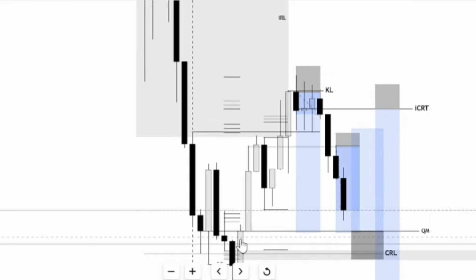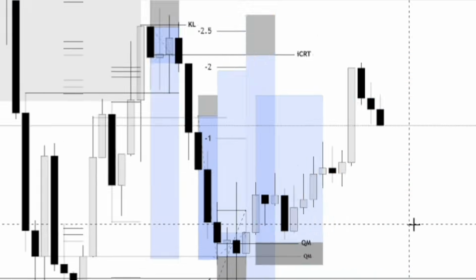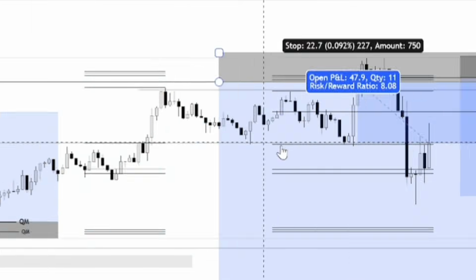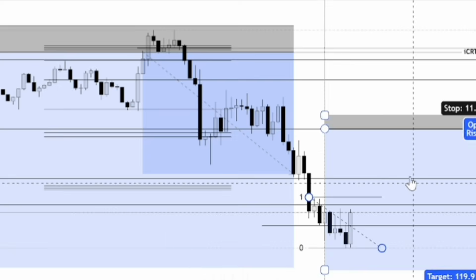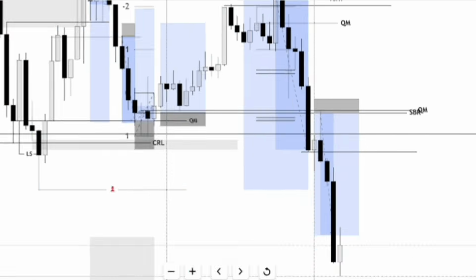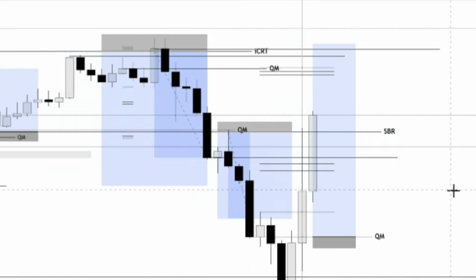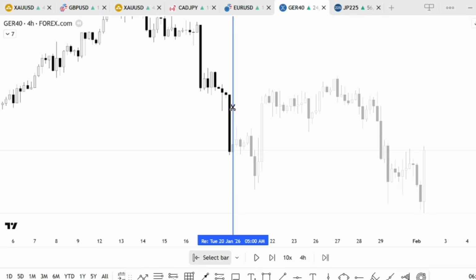Try this strategy in case you have been struggling with your trading. I'm going to share with you a systematic way of doing this. We are going to do this together. Let's dive right in.